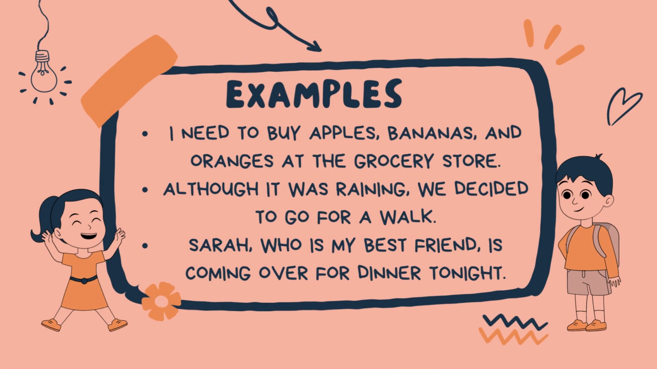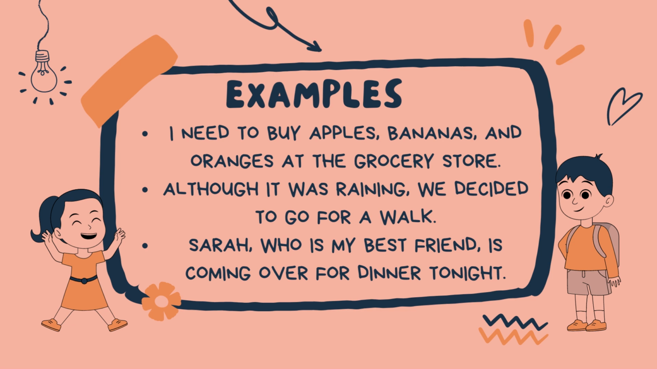All right, so let's look at some examples. Here we said, I need to buy apples, bananas, and oranges at the grocery store. Now we can see that the commas are separating these words of the names. Okay, it's also important to note that there's a comma before the coordinating conjunction and. The reason for the comma is to separate the idea of bananas from oranges.